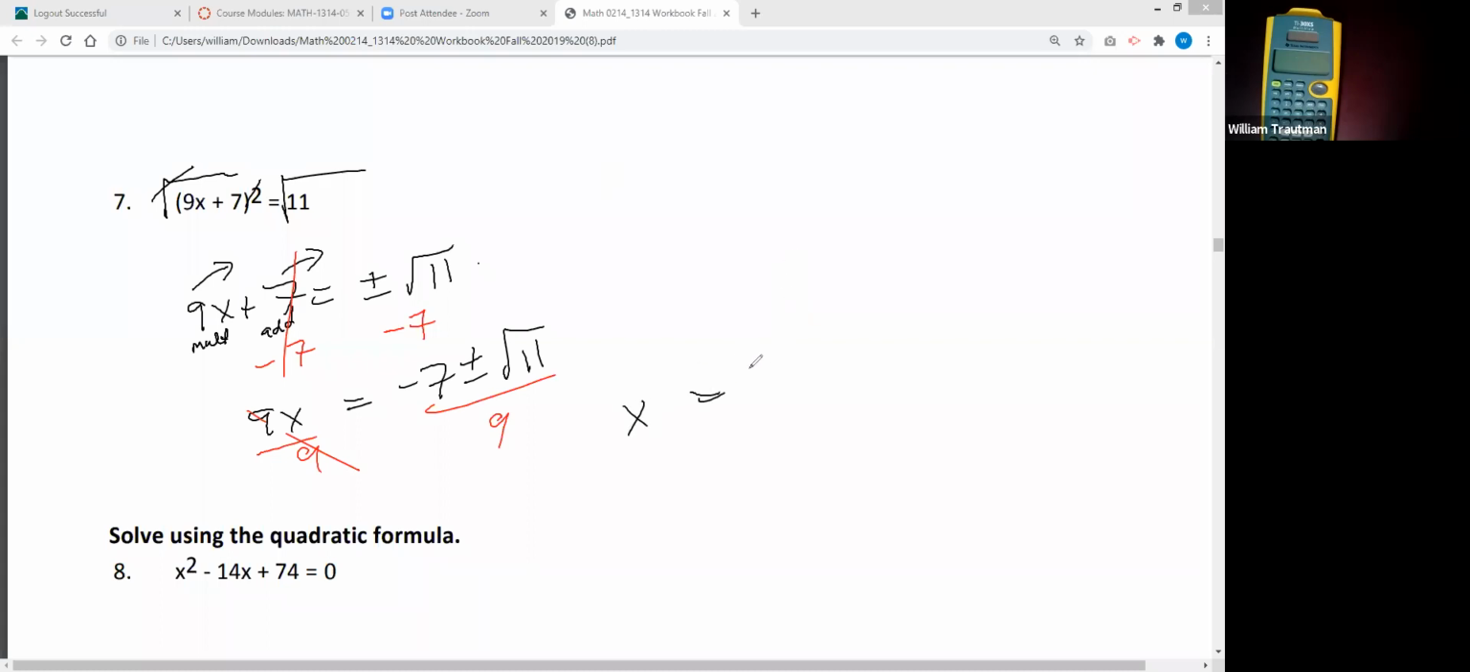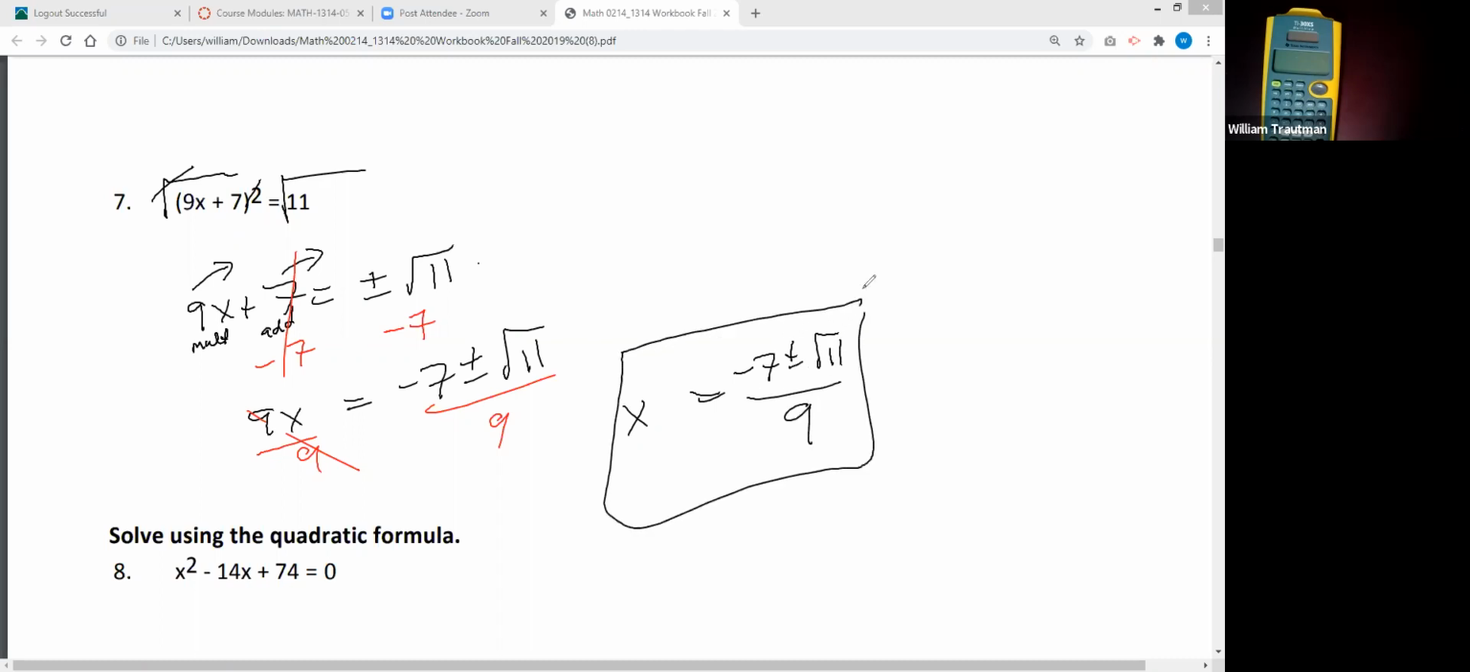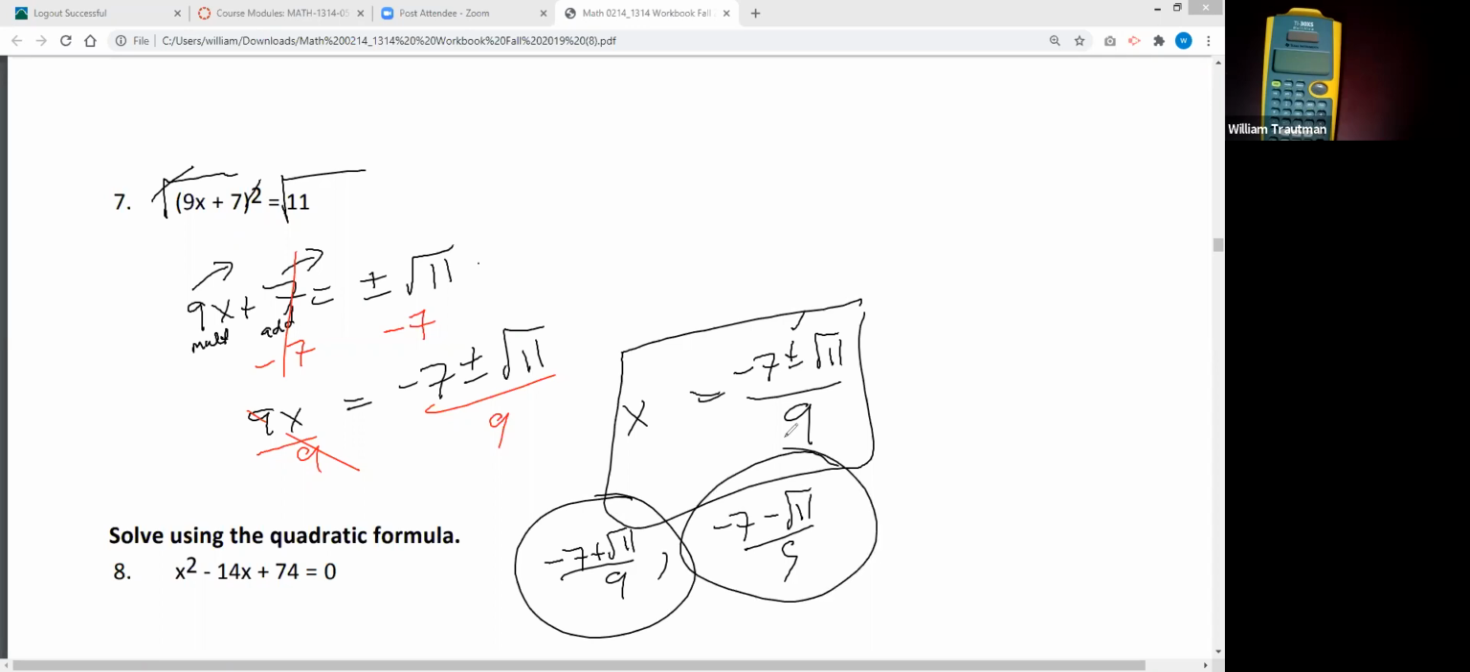On the right side, we're just left with -7 plus or minus square root 11 over 9. You can put this in your calculator. It doesn't change, but that is the answer. By the way, I can't stress this enough. That plus or minus means there's 2 answers. One answer is -7 plus square root 11 over 9. The other answer is -7 minus the square root of 11 over 9. That's what that plus or minus is telling you. There's one answer with a plus. There's another answer with a minus.